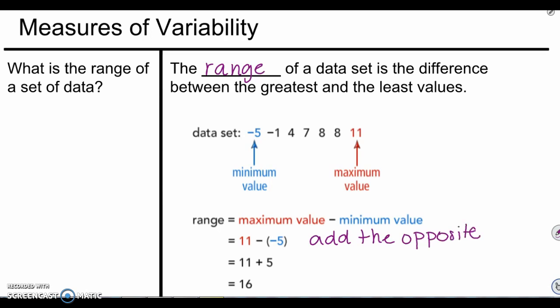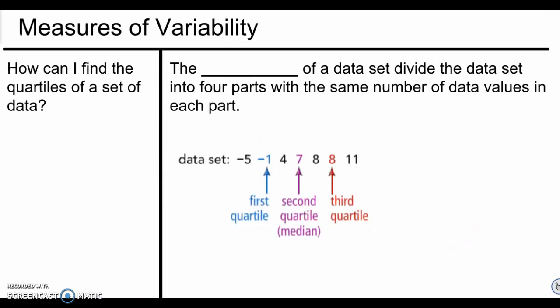So that becomes 11 plus 5, which is 16. All right, now we're going to look at measures of variability. How can I find the quartiles of a set of data?